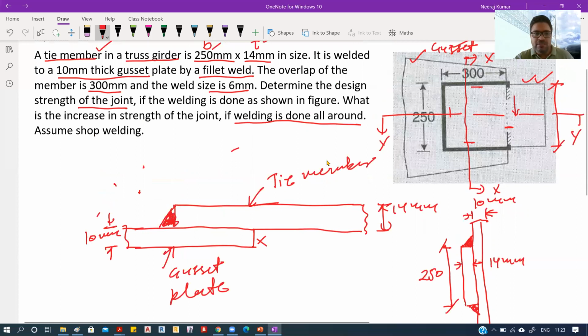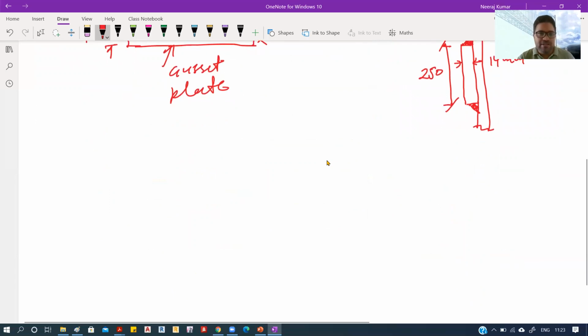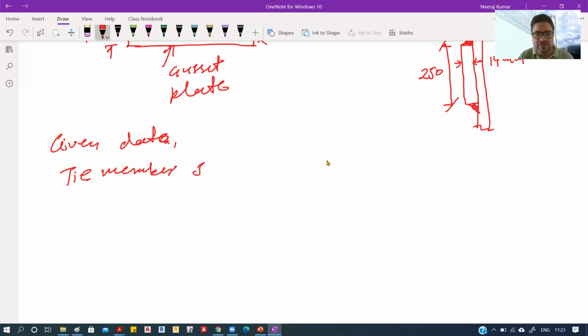So we are supposed to determine the design strength of this joint. So first of all, what we will do is write the given data. Given data. So whatever data is given in the problem, we will write here. So first is the tie member size, which is 250 mm by 14 mm. 250 is the width which I am representing by B, and this is the thickness of the tie member.